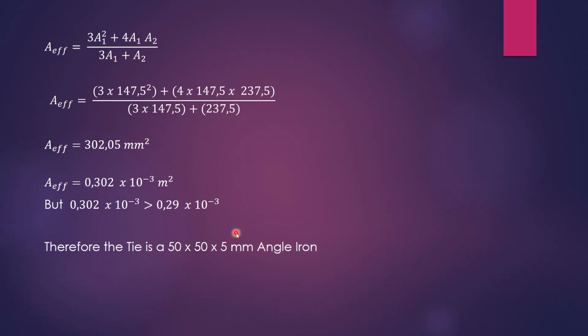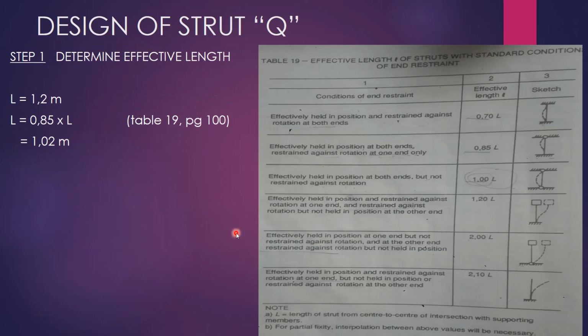Okay, so now let's continue. We are designing for Q now. It's going to be a different procedure from the one that we followed for P, because this one is a strut. And you remember that we are given the total length of that member there, which is 1.2 meters.